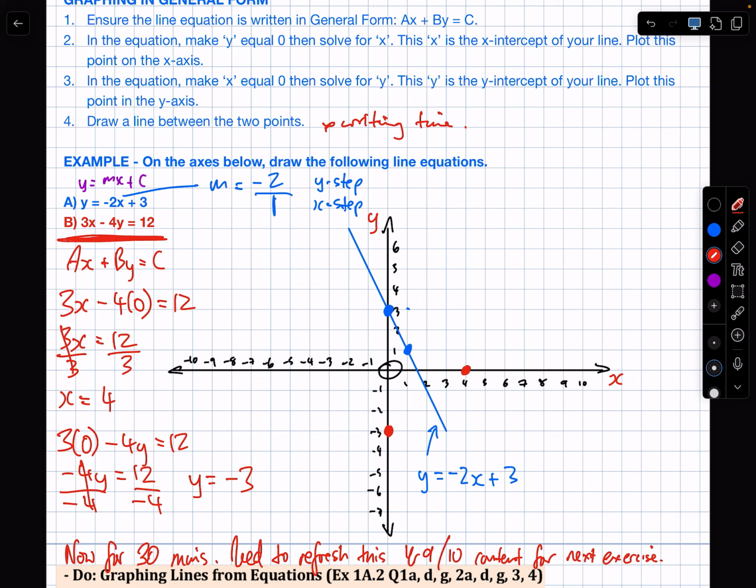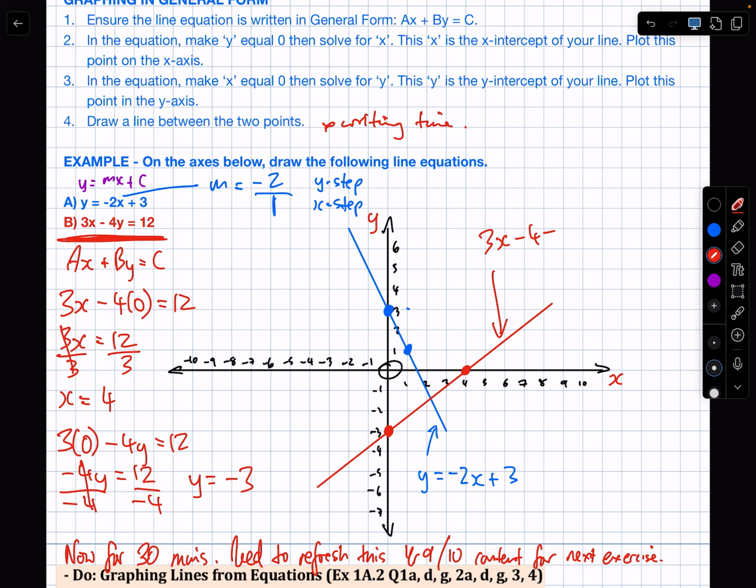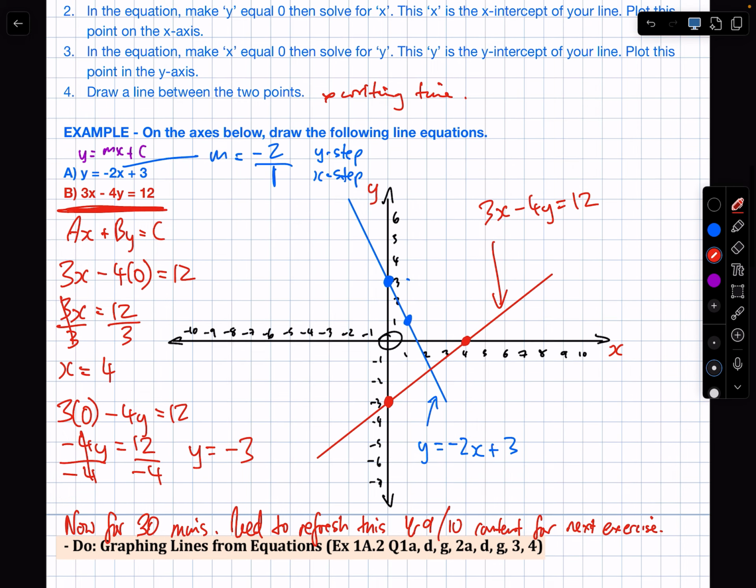Do I have 2 red points now on the graph? Can I draw a line between those? Yes. I didn't quite draw that accurately. You'll have a ruler, obviously. So that equation is 3x take 4y equals 12. Please label your lines. Get into the habit of that. So that is the example.